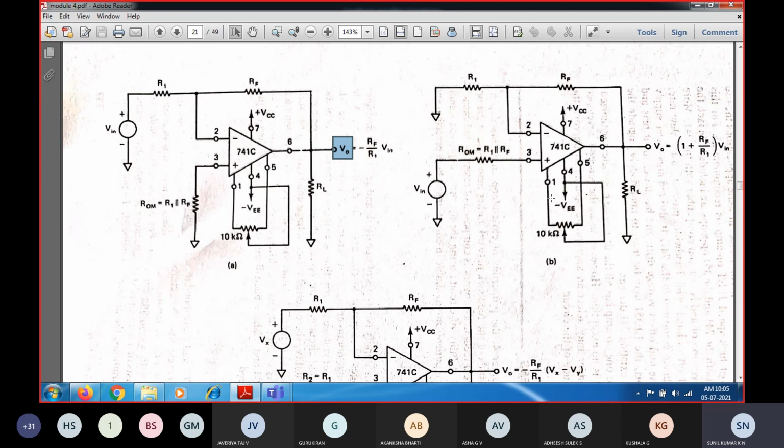In the same way, offset nulling terminal circuitry has been provided for the non-inverting amplifier configuration as well. In this case, the input voltage will be applied to the non-inverting terminal of the operational amplifier. We know that there are basically 5 useful terminals: 2 input terminals, 2 power supply terminals, and 1 output voltage terminal. When I provide the input voltage to the non-inverting terminal, indicated as plus, plus indicates non-inverting and minus indicates inverting.